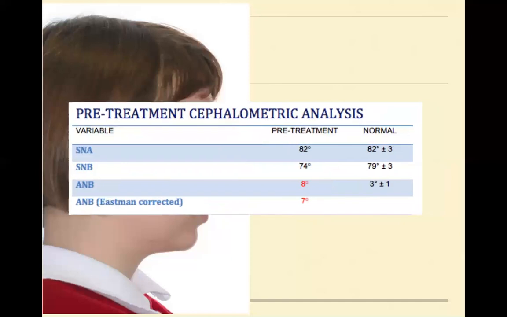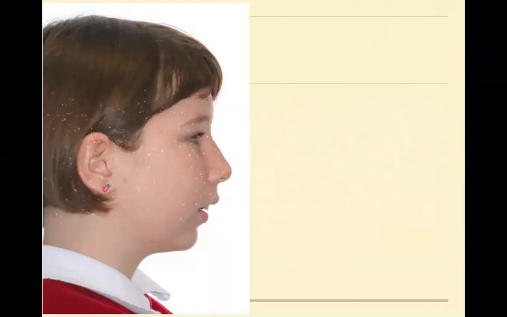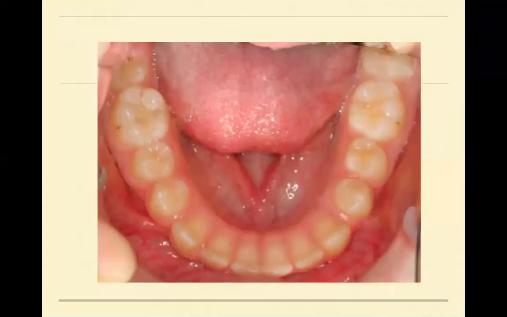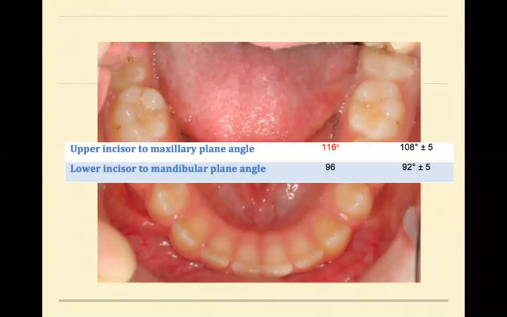Okay, if you look at her cephalometric values, you can see that the SNA is 82, which is normal. However, the SNB is reduced and the ANB is 8. So this patient has a class 2 skeletal due to a retrognathic mandible. If you look here at the lower arch, we can see mild spacing, with the lower incisors slightly average, 96, with a normal value of 92 plus or minus 5, making it average.